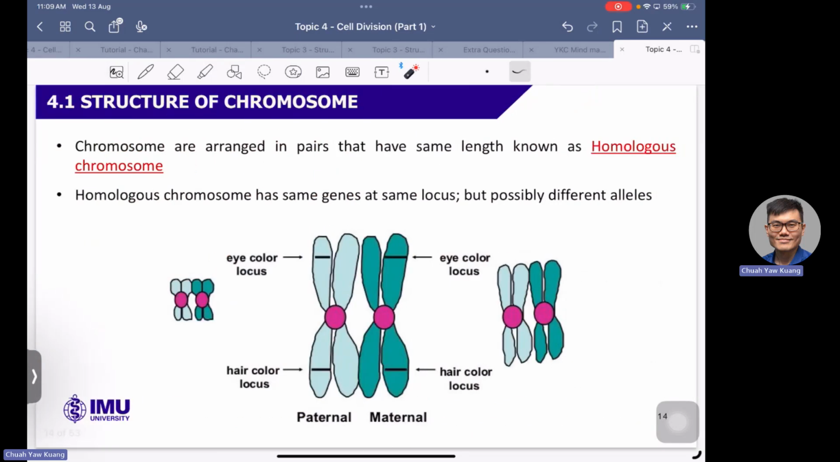Okay, so just now I said a pair of chromosomes. A pair of chromosomes means that you get one from the father, one from the mother. Why do we say they are a pair? Because they contain the same gene.